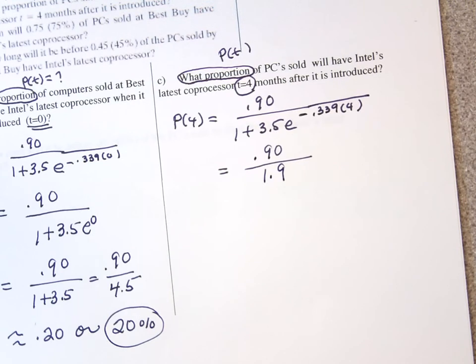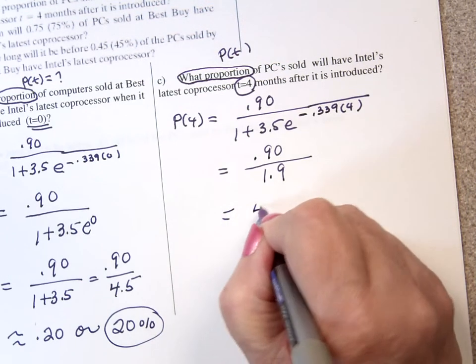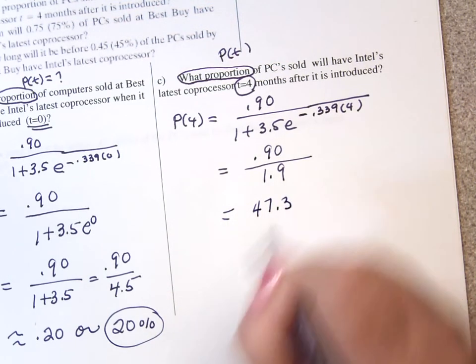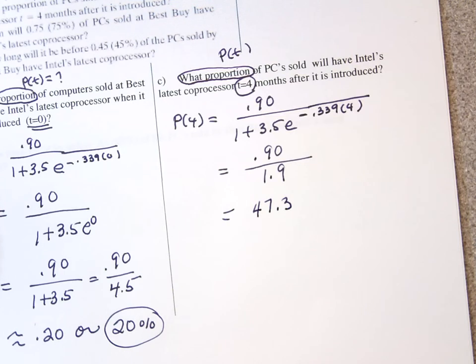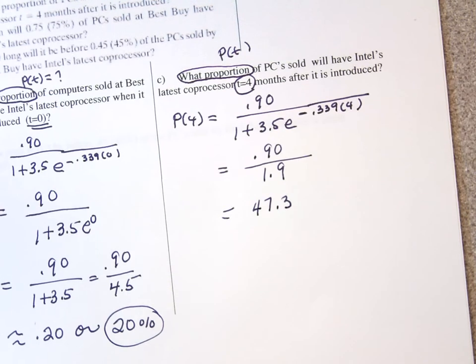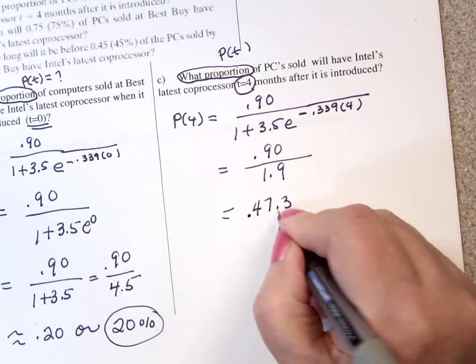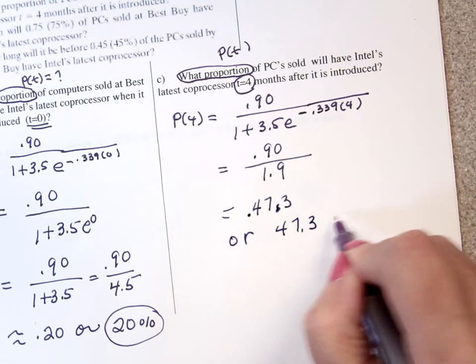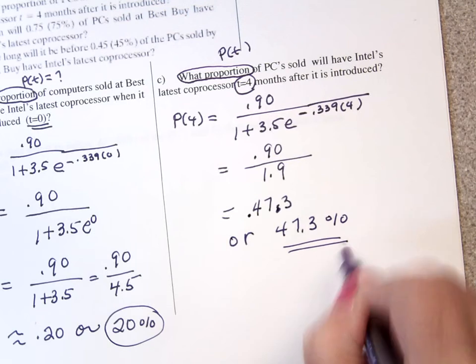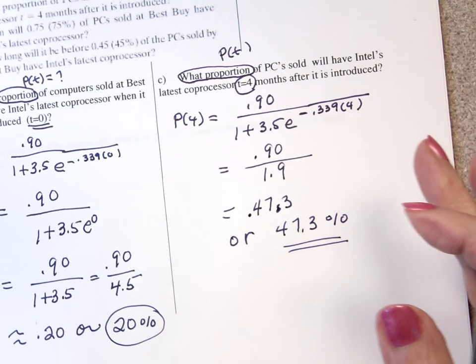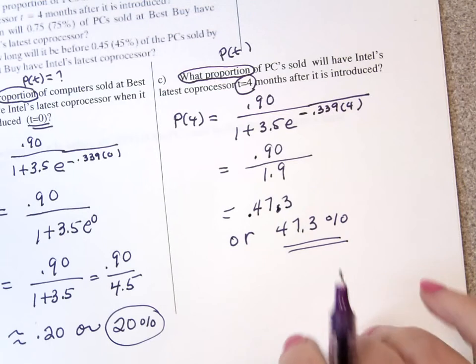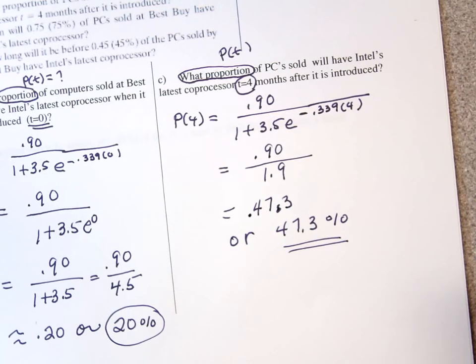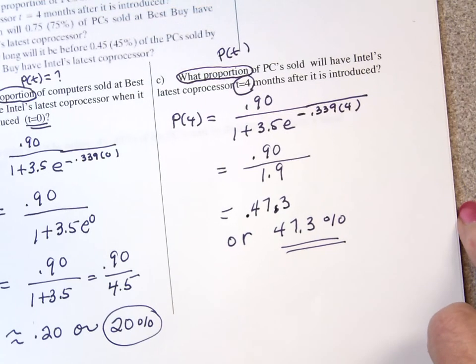So 0.90 divided by 1.9 is going to be 47.3. Well, I already multiplied it by 100. So it's actually 0.473. Or what? 47.3%. So in 4 months, I will have sold half of what I'm going to sell. We're halfway there. Technology changes rather rapidly.